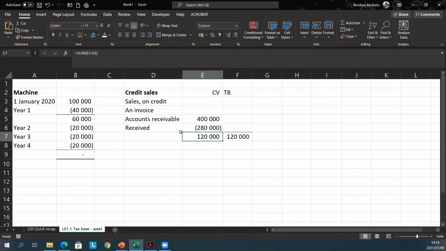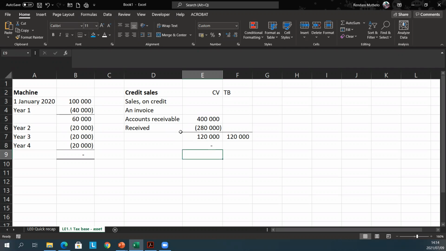And now the future economic benefits of a receivable will be the cash that you expect to generate when someone pays you. And now the question is, when you get paid that 120, are you going to be entitled to any deduction? And we know that no, SARS will not give you a deduction. But will SARS tax that amount to begin with? Then no, SARS will not tax that amount.